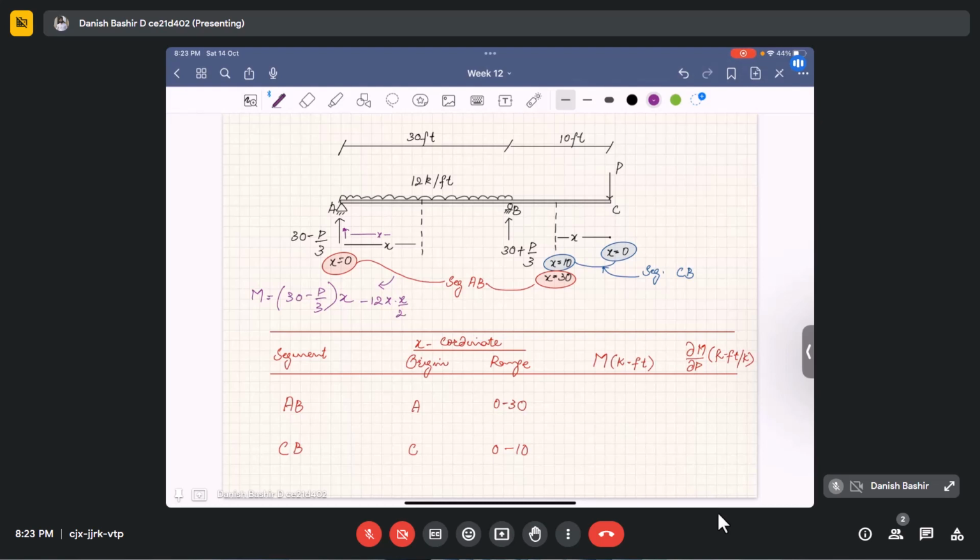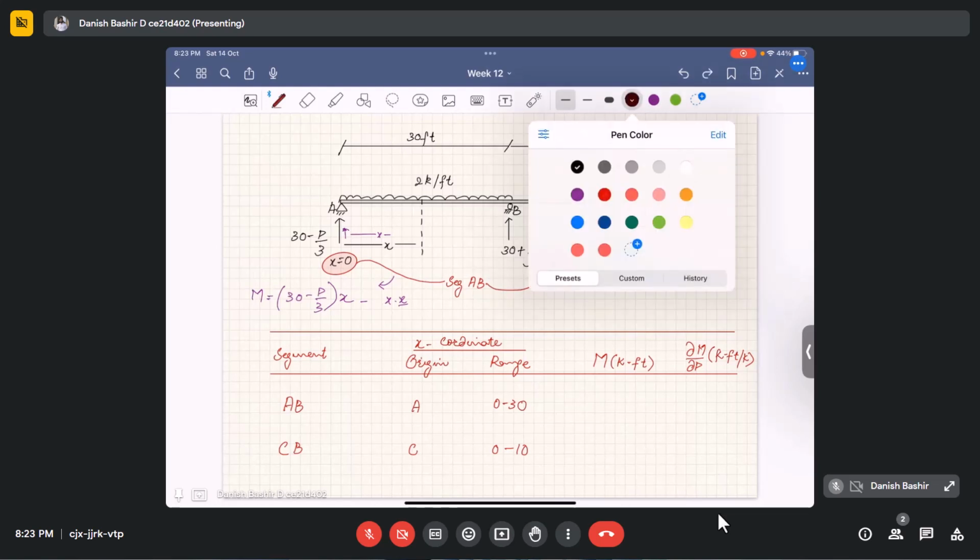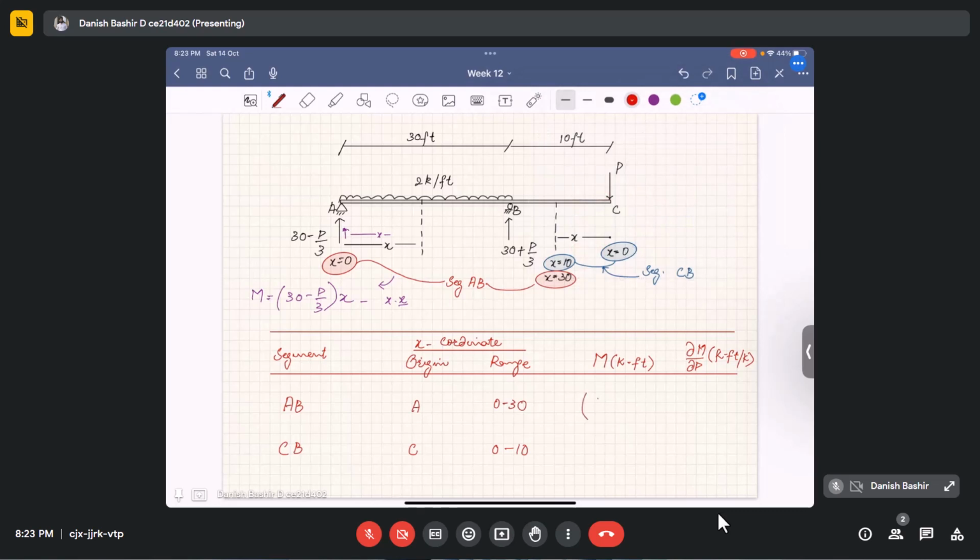Okay, so this is not 12, this is 2, sorry, this is 2 kilo pound per feet, okay. So the 2 and 2 will get cancelled, and it is x into x. So this will be 30 minus p by 3 times x minus x square.